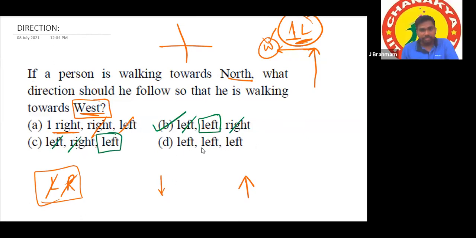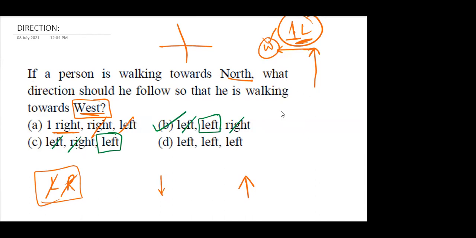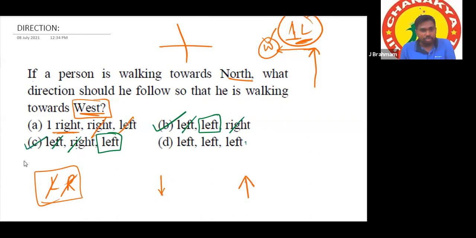Next, left, left, left. We cannot take these three lefts. If you take three lefts, first left it will be west, second time left south, and third time left it will be east direction. So it cannot be the answer. Then the answer may be either B or C. Both are possible here. And the order is not mandatory. Order is not a matter here.